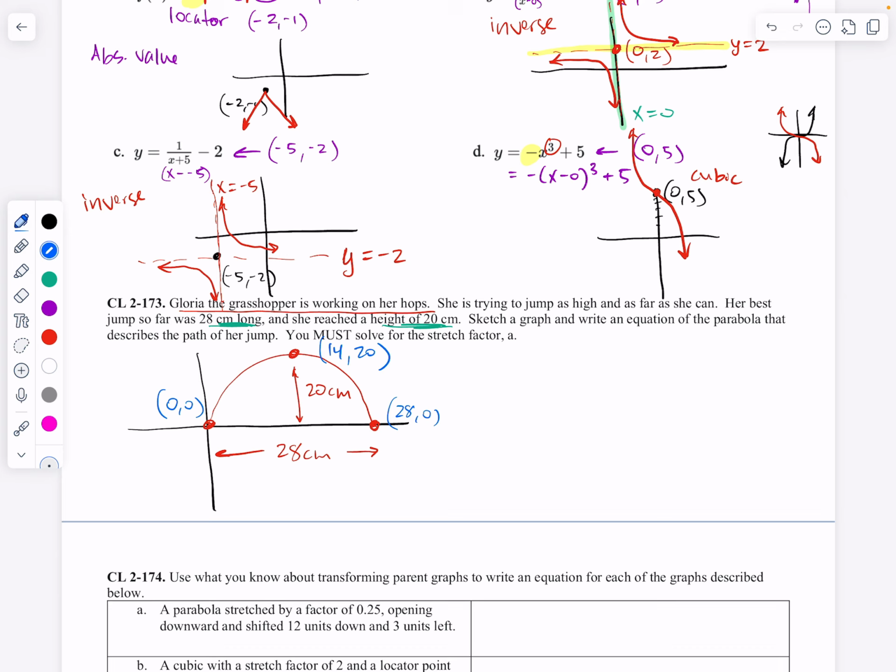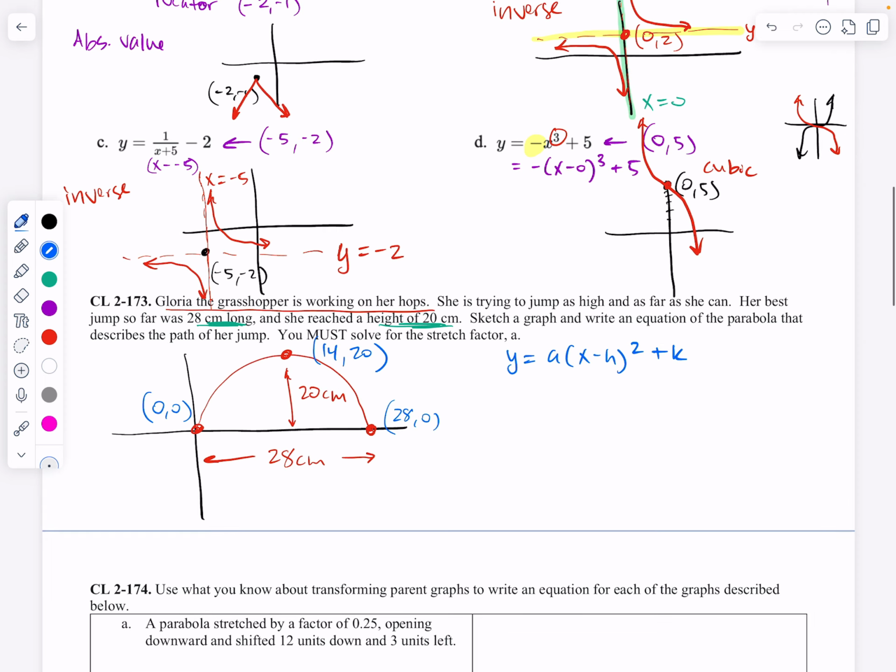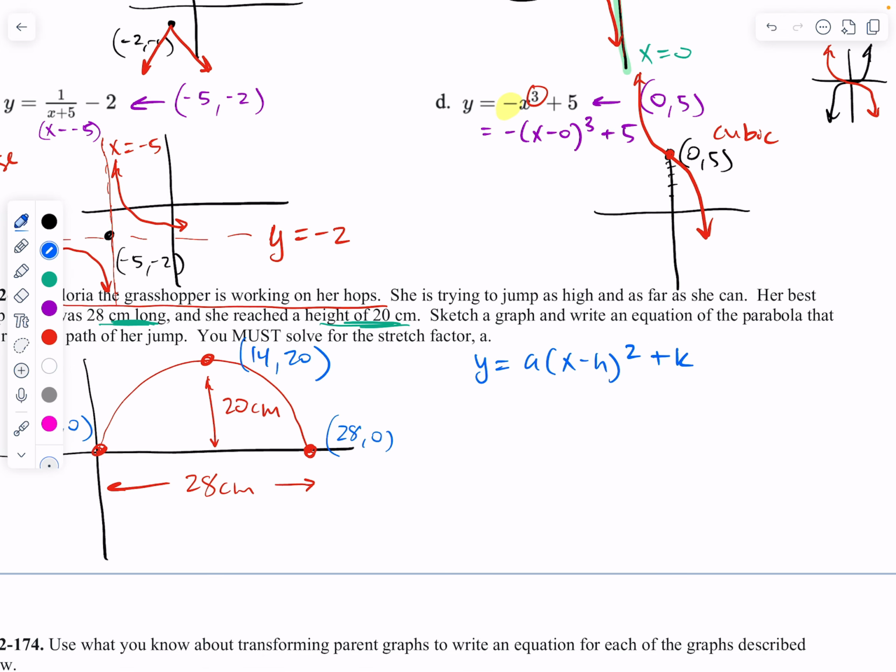Since it is an upside down parabola, I'm going to use y equals a times x minus h squared plus k to help me figure this out. I'm going to use this point and these 2 points to help me get information about the parabola. I'm going to use the landing point as my x and my y, and the vertex I'm going to use as my h and k.